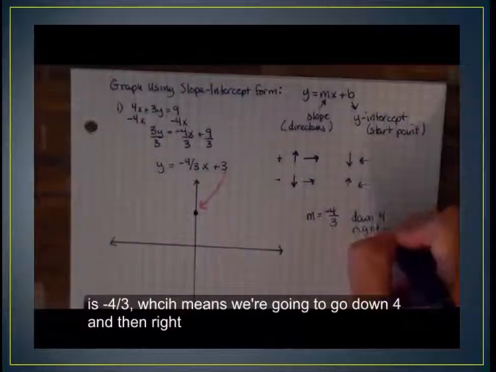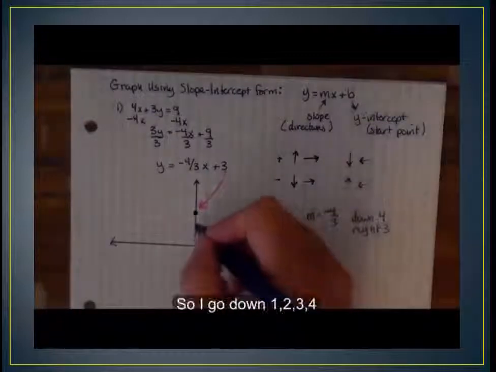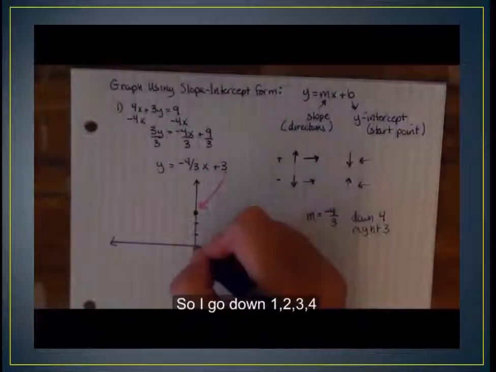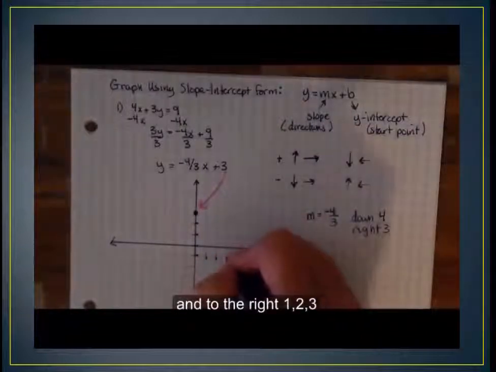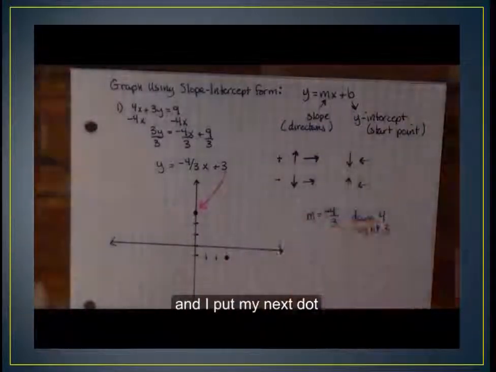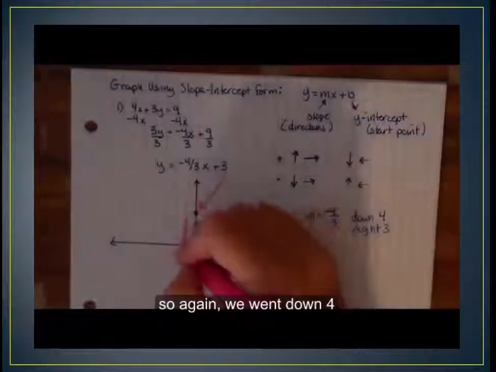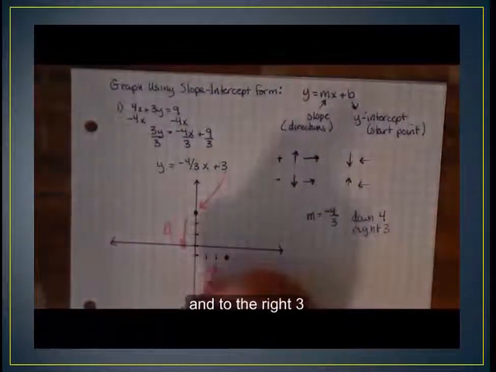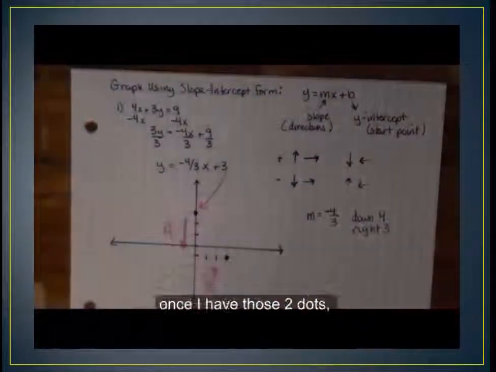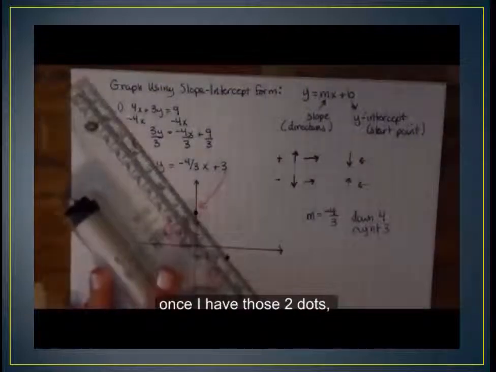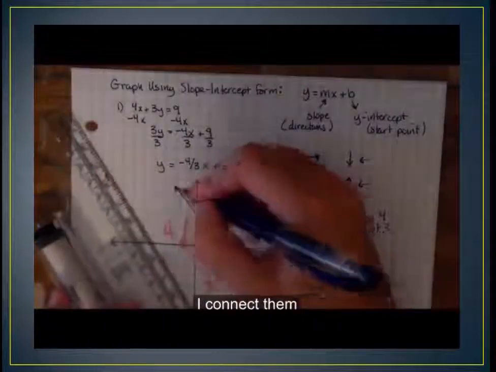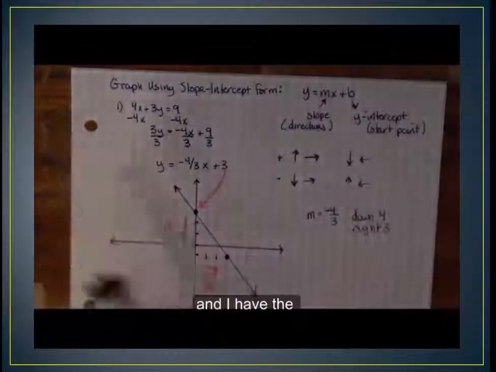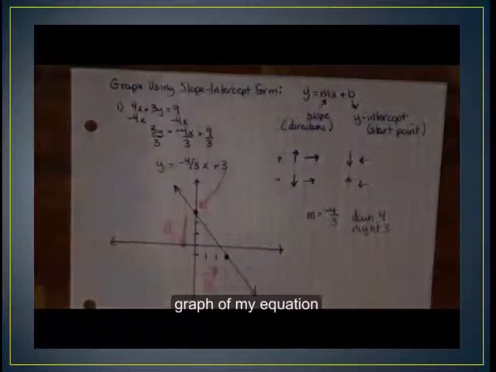So I go down 1, 2, 3, 4, and to the right 1, 2, 3, and I put my next dot. So again, we went down 4 and to the right 3. Once I have those 2 dots, I connect them, and I have the graph of my equation.